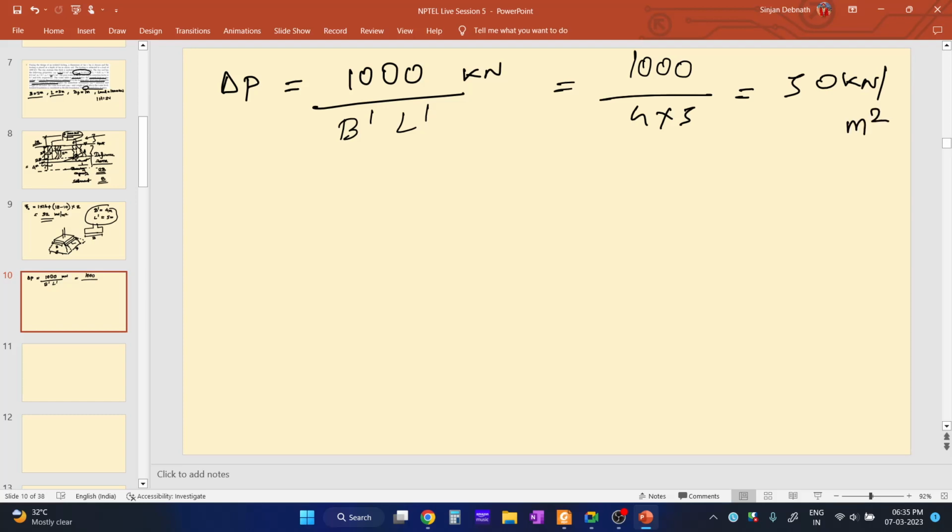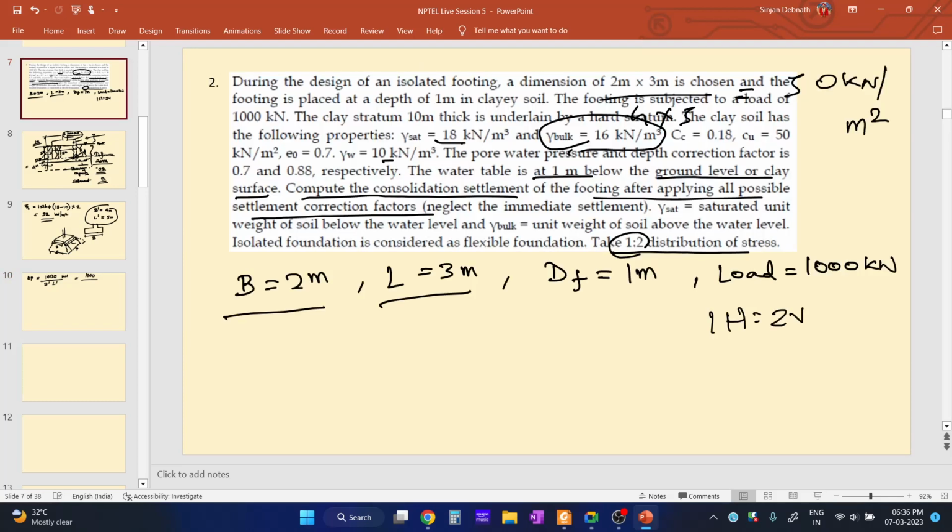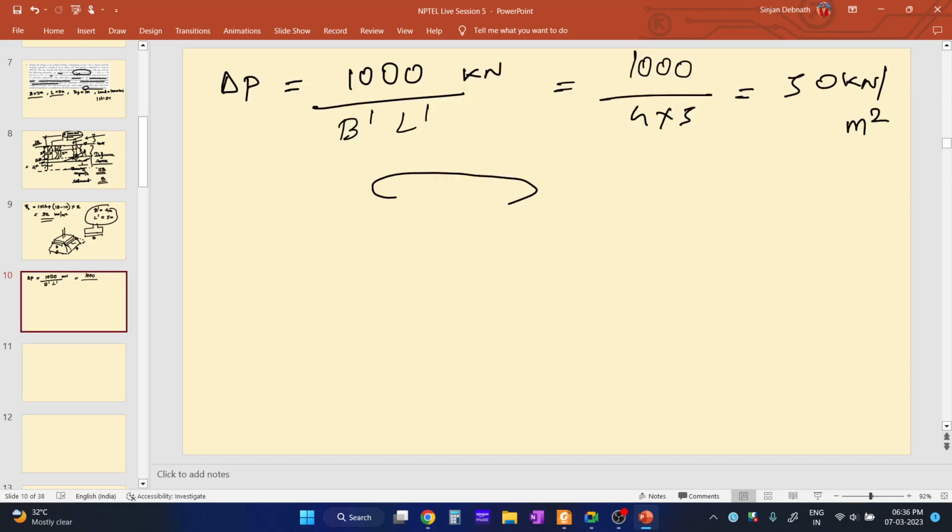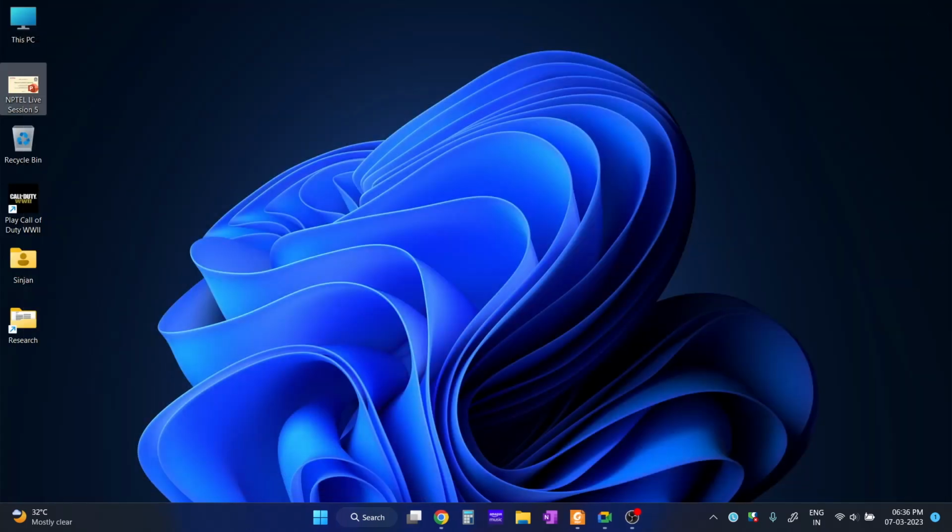Okay. So now we have the values of all the parameters that are required to find out the consolidation settlement. We have been asked to find out the consolidation settlement. So what is the formula for the consolidation settlement? Wait for a minute, please.